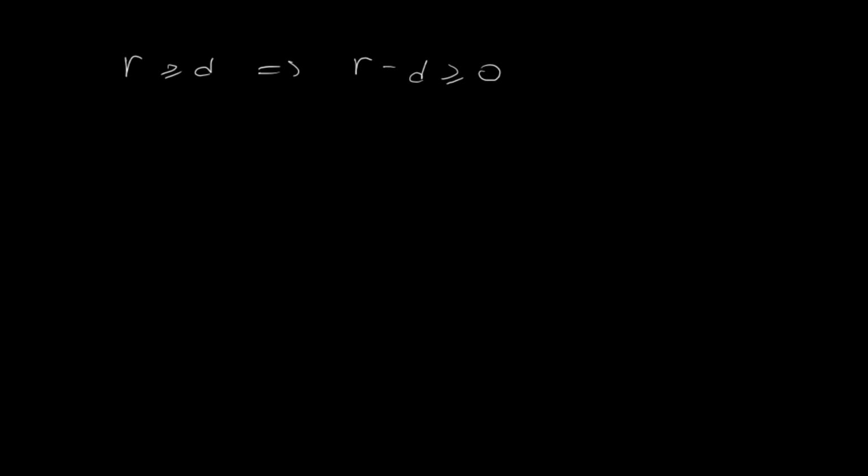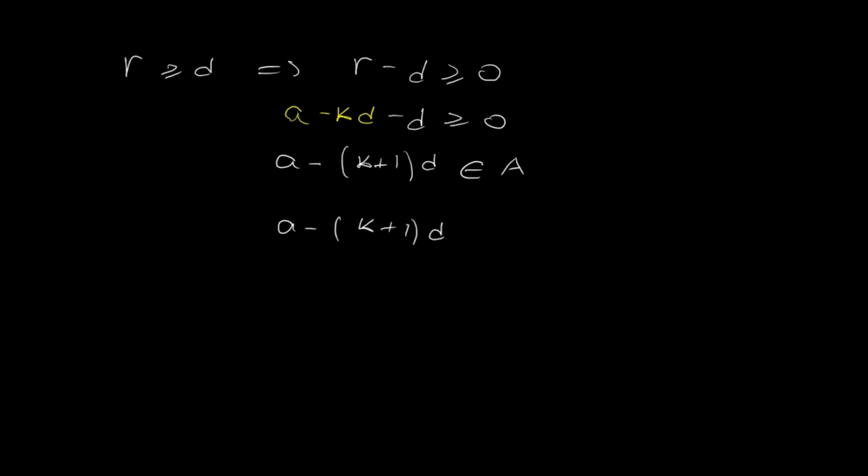So we can write it. r is A minus k times d, minus d. This would be greater than or equal to 0. And this is A minus (k plus 1) times d, which is part of the set A. But this number, A minus (k plus 1) times d, is r minus d, which is positive.